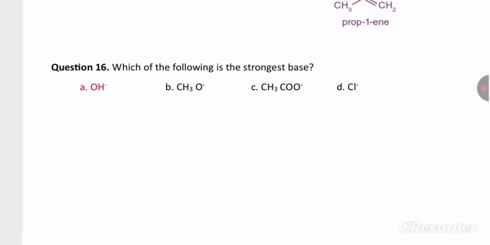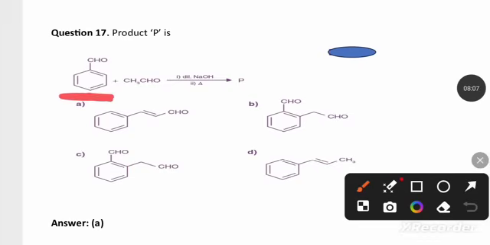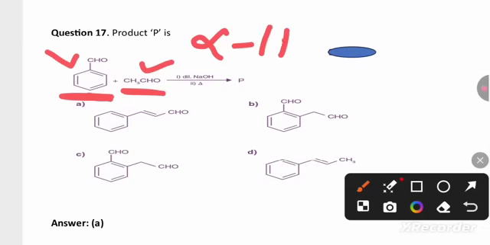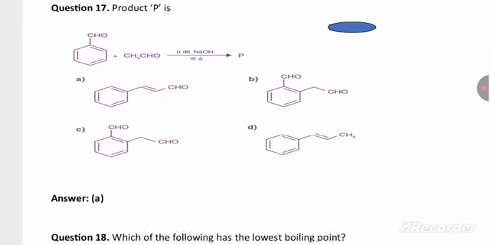In the next question, which of the following is the strongest base? Of course, OH minus ion is the strongest base. It's an easy question. 17th question, identify the product P in the given reaction. So this is benzaldehyde and this is ethanol. Ethanol has alpha hydrogen, so because of alpha hydrogen, in the presence of NaOH, both undergo aldol condensation to produce an aldol intermediate. On heating, by dehydration, it gives this product. So option A is the right answer.